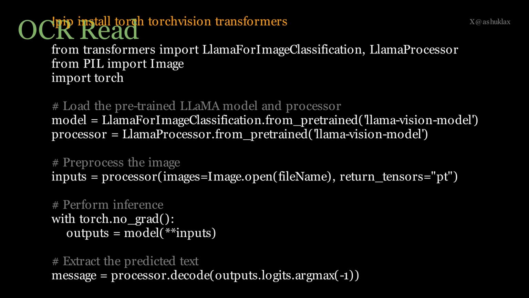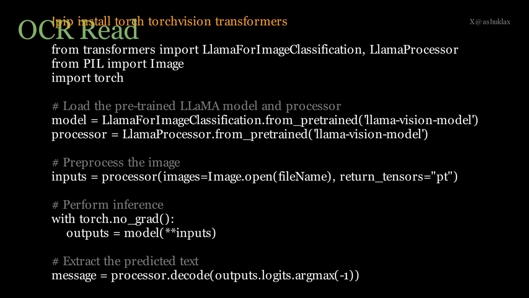All right, next line you write processor. So processor equals LlamaProcessor.from_pretrained. Again, you call the from_pretrained method and you pass the Llama vision model here. Basically, these lines load the pre-trained Llama model and its corresponding processor. Next, you write the input. So inputs equals processor, you call the processor function here, and finally you pass two parameters: images, so images equals Image.open, and this is the file name of the image which you want to read. And the second option is return_tensors equals "pt".